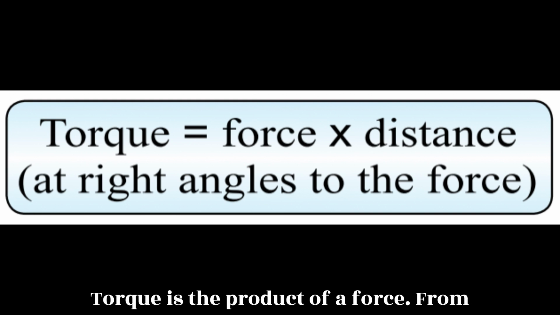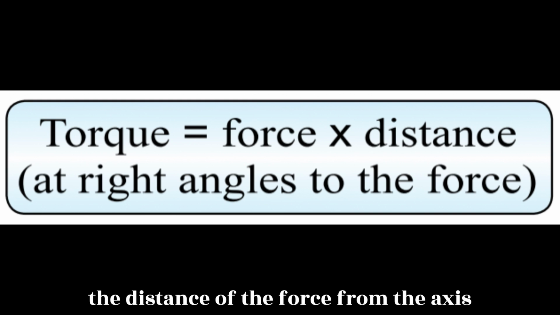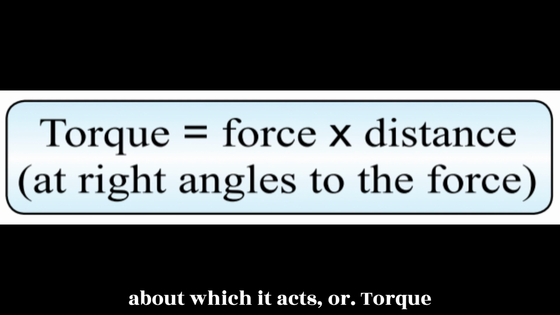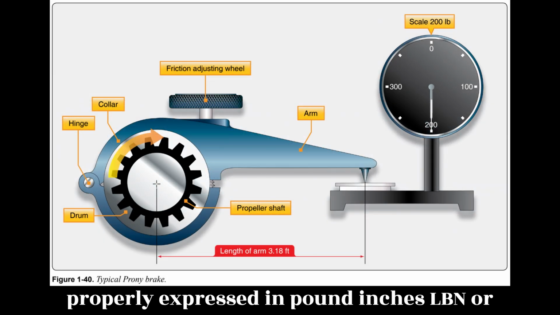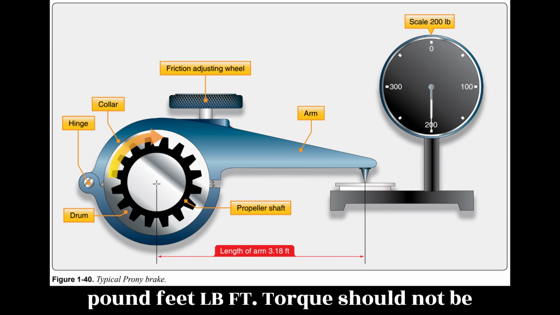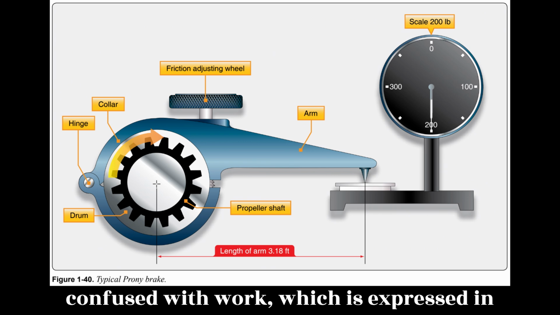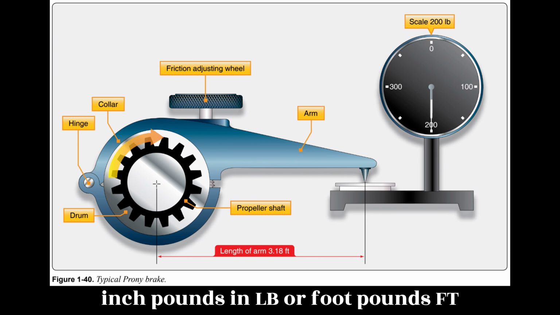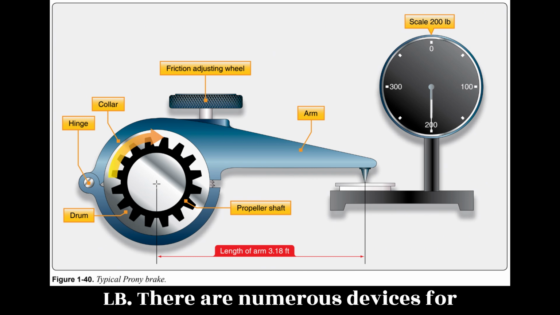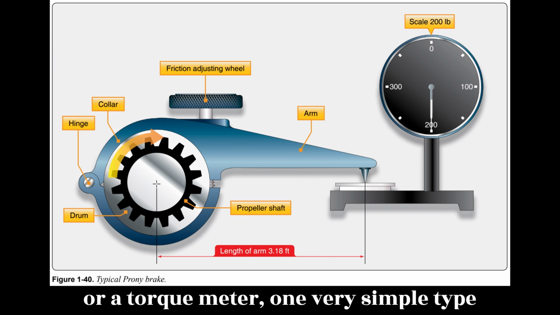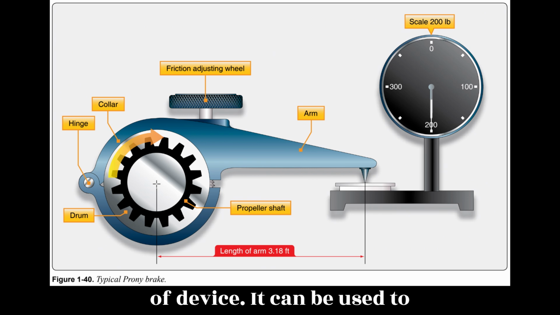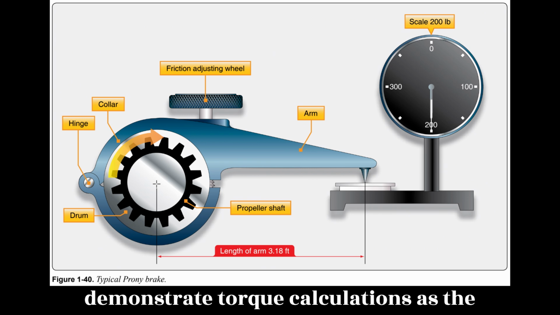Torque is the product of a force and the distance of the force from the axis about which it acts, or torque equals force times distance. Torque is a measure of load and is properly expressed in pound-inches, lb-in, or pound-feet, lb-ft. Torque should not be confused with work, which is expressed in inch-pounds, in-lb, or foot-pounds, ft-lb. There are numerous devices for measuring torque, such as a dynamometer or a torque meter. One very simple type of device that can be used to demonstrate torque calculations is the Prony brake.